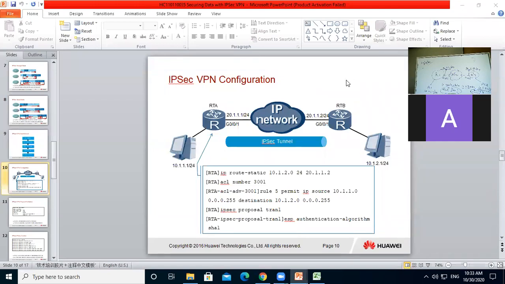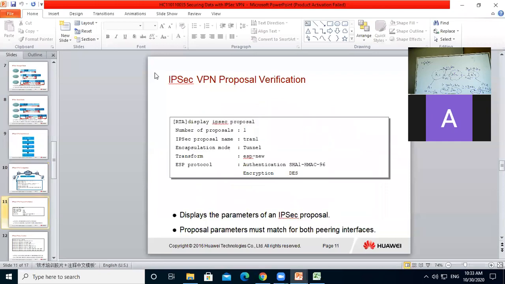Next is ipsec proposal trans1. When we press the enter key, we have to establish authentication and apply the authentication mode. In this case, we are applying ESP authentication algorithm SHA1. Next is IP security VPN proposal verification. After entering all the information, if we want to check the proposal algorithm, we just write display ipsec proposal. It will tell you the proposal names and the encapsulation mode, that is, what type of mode you applied to the particular connection, which is tunnel mode.